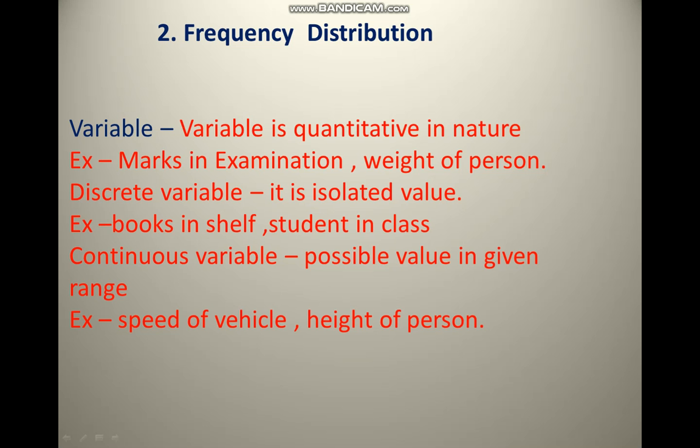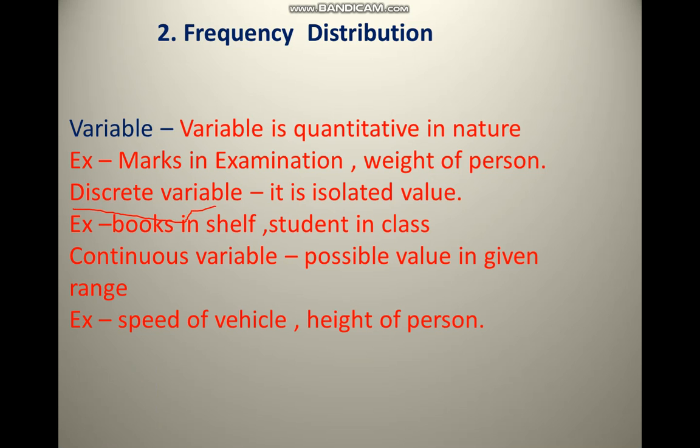So frequency distribution, variable. Definition of variable: variable means changing values, the value that keeps changing, that is the variable. It is quantitative in nature. Example, marks in the examination keep changing, weight of a person also changes, that is quantitative in nature. So then next definition is discrete variable.